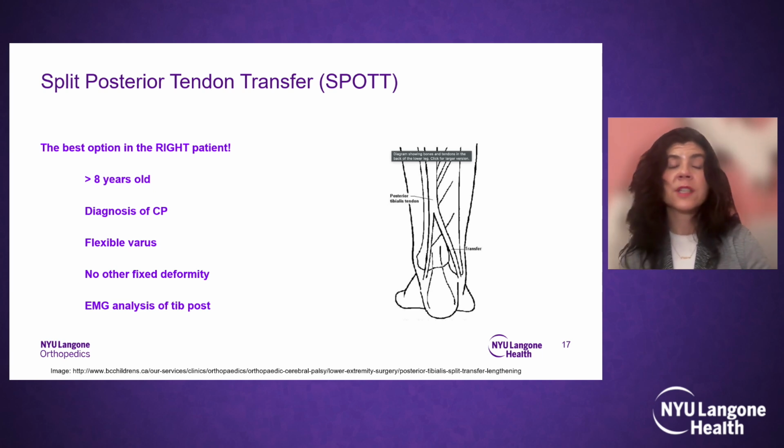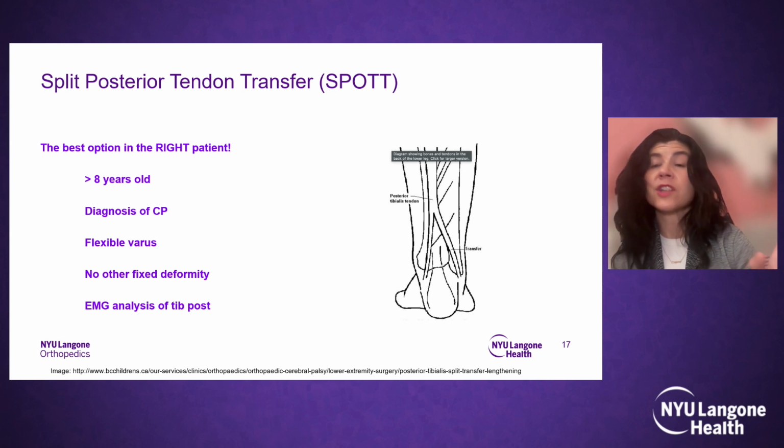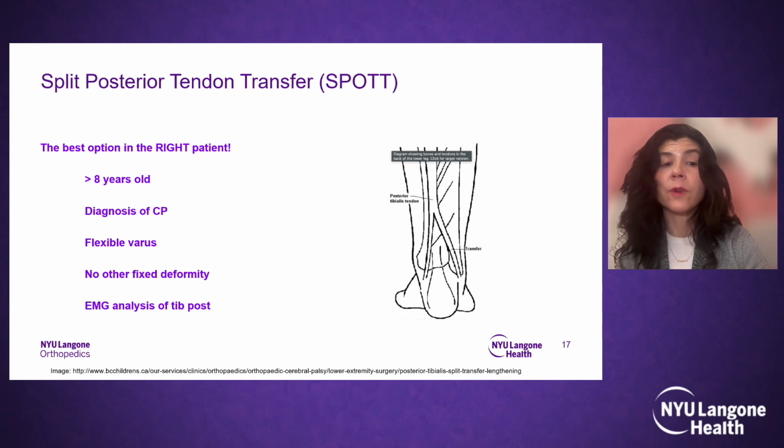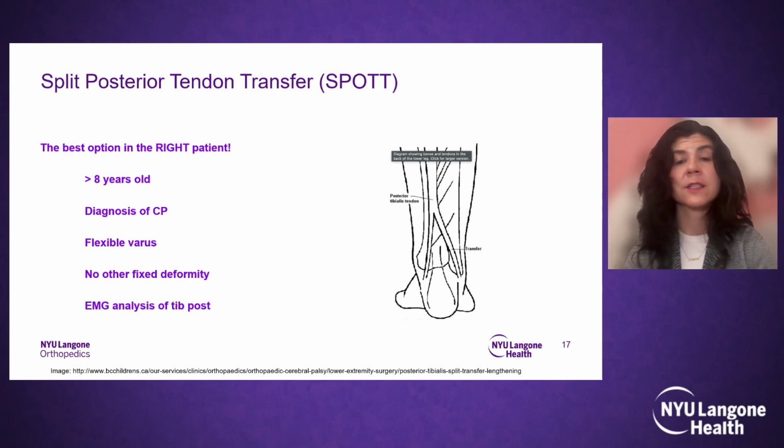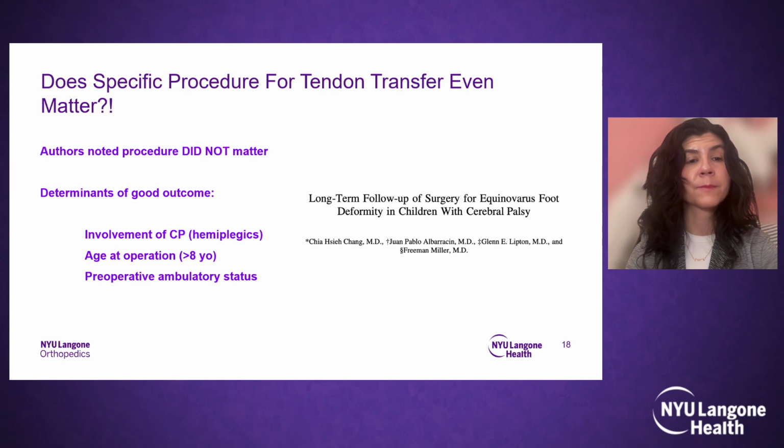So split posterior tibial transfer is the best option in the right patient. Kids over 8 who have a diagnosis of CP, who have flexible varus. Flexible is really key for tendon transfers. No other fixed deformity. And if you have it, EMG analysis showing posterior tibialis is working out of phase.